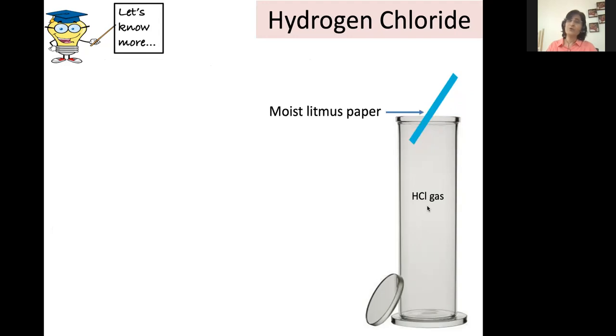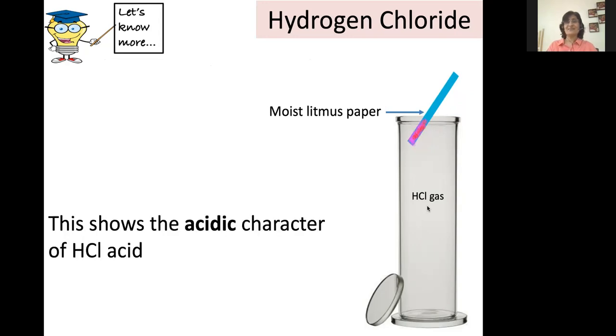Whereas if I moisten this litmus paper, I wet it in water, what do you feel will happen now? It will turn red. The reason is, this shows the acidic character of HCl acid because HCl gas got dissolved in the water of the litmus paper and it turned into acid, and it's the acid which turns the moist litmus paper red.